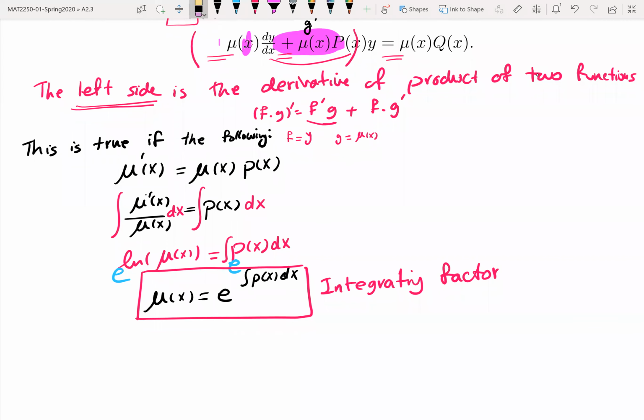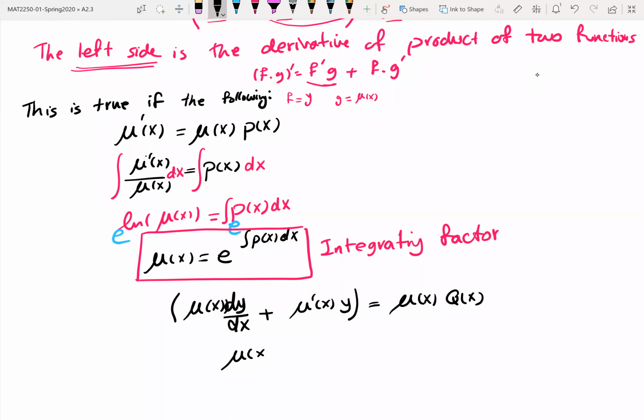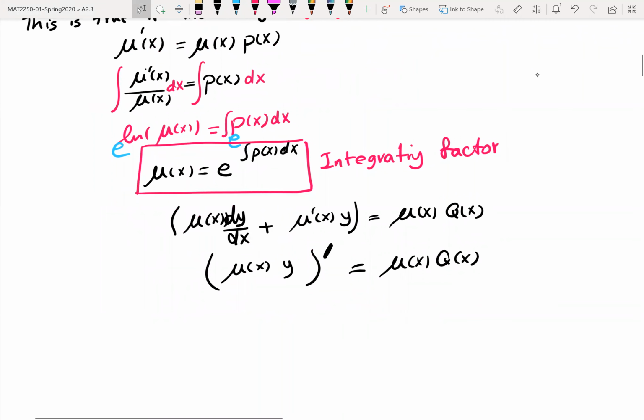Let me just make it in blue. So this is going to be mu of x times dy divided by dx, plus what we call mu prime of x times y, and this side was mu of x times q of x. Okay, and this was just mu of x times y, the derivative of the product of two functions on the left side. This side is mu of x and then q of x.